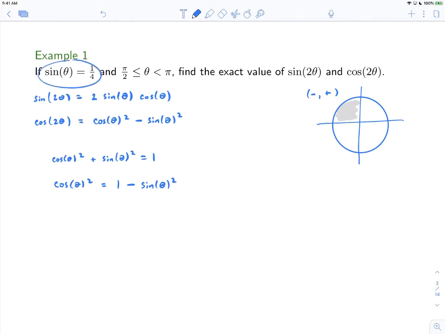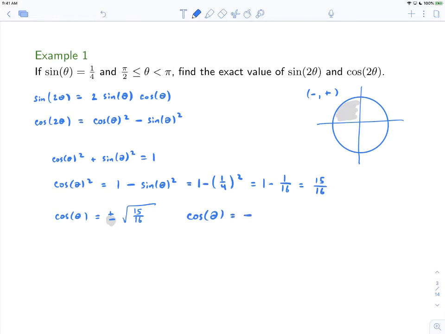Well, what is sine of theta? We know that sine of theta is 1/4. So this is 1 minus 1/4 squared, which is 1 minus 1 over 16, which is 15 over 16. So what we have here is that cosine of theta quantity squared is 15 over 16. So cosine itself is the square root of this. Well, it's plus or minus the square root of 15 over 16. But we know that cosine is negative, so that means in this case we want to choose the negative square root. So cosine of theta is equal to the opposite of the square root of 15 over 16, which is the opposite of the square root of 15 over 4.